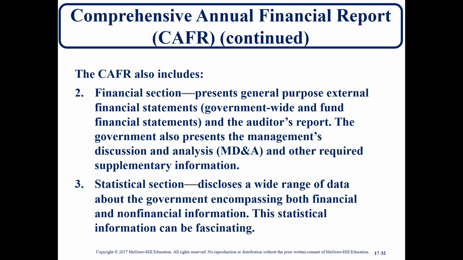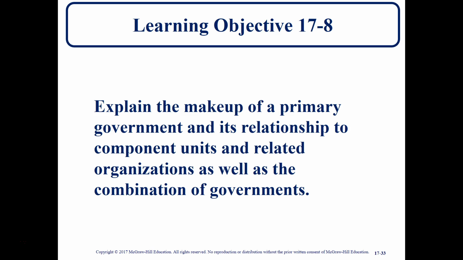The CAFR also includes a financial section, which presents general purpose external financial statements, government-wide and fund financial statements, and the auditor's report. The government also presents the management discussion and analysis and other required supplementary information. Statistical section. This discloses a wide range of data about the government, encompassing both financial and non-financial information. This statistical information can be fascinating. And again, it's very detailed and must be in that report. So usually these reports are hundreds upon hundreds of pages.